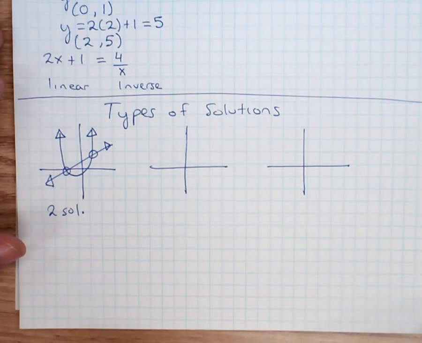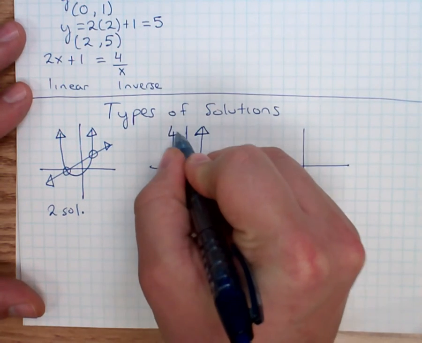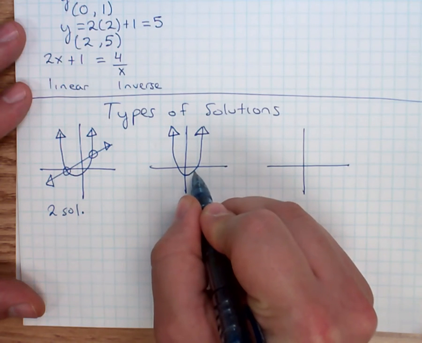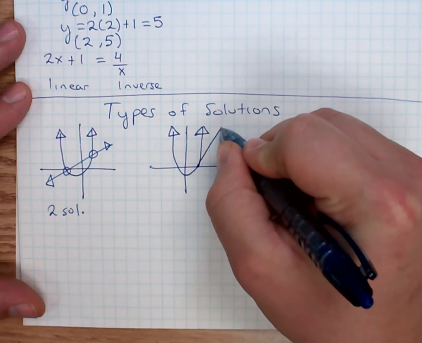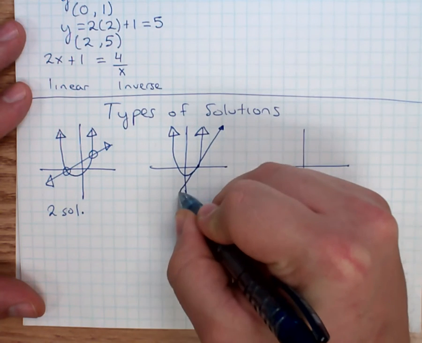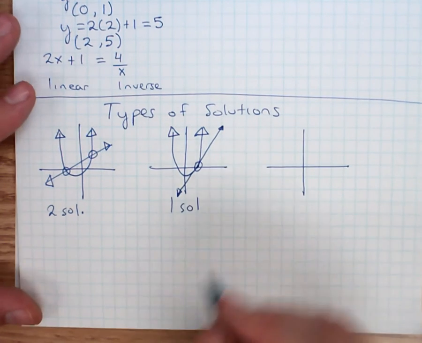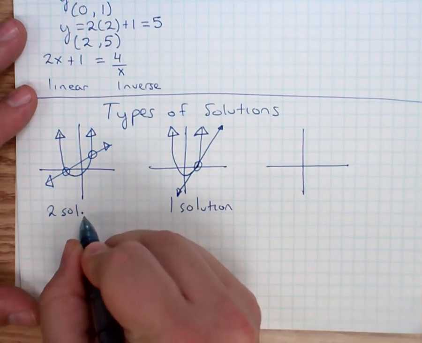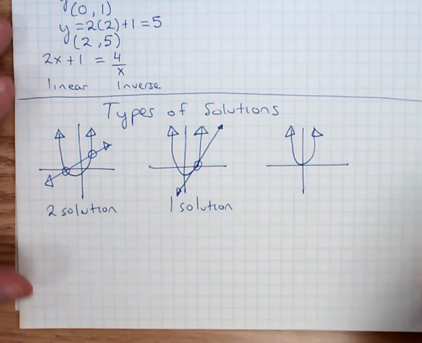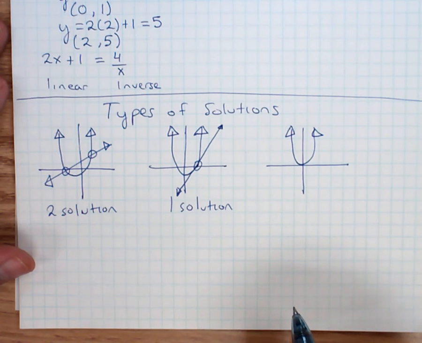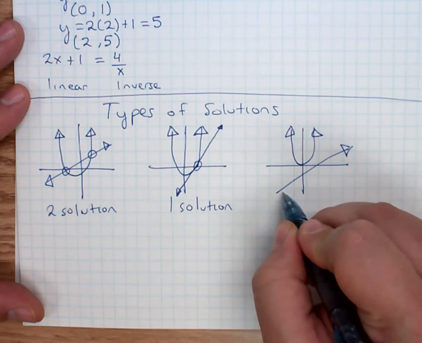What's another possibility? 1 solution, okay. Now this is a little bit harder to do. It has to just have a glance off of the side. One solution. And what's the other? No solutions. So what would that look like? Where would the line be? Anywhere it doesn't hit, correct.